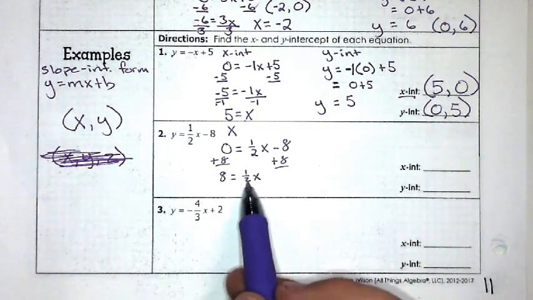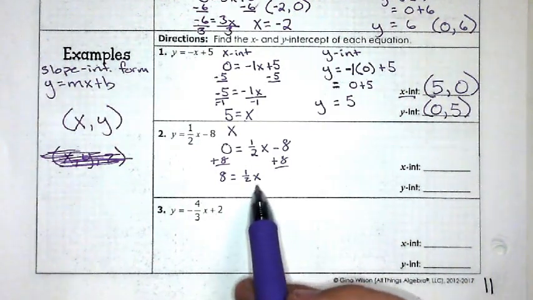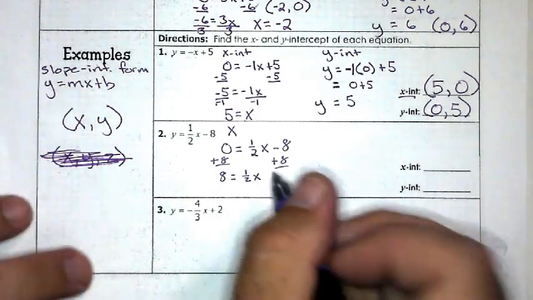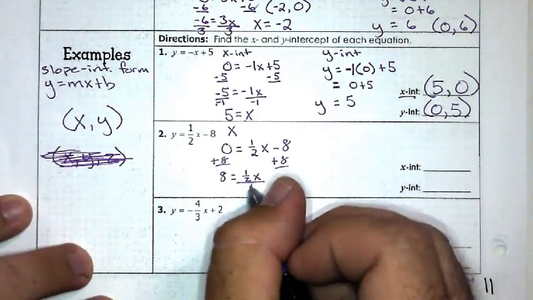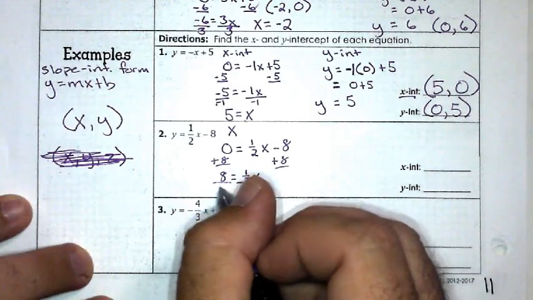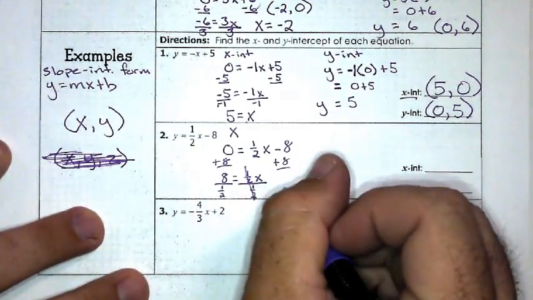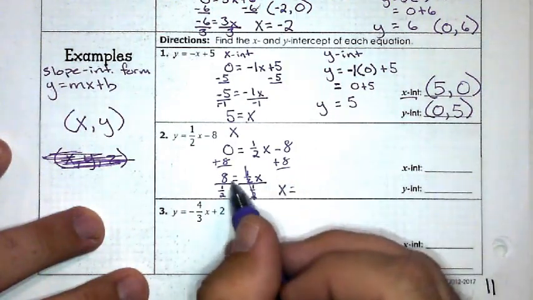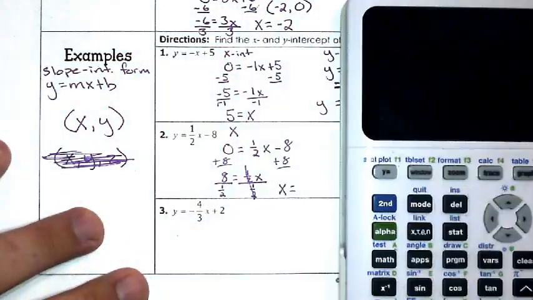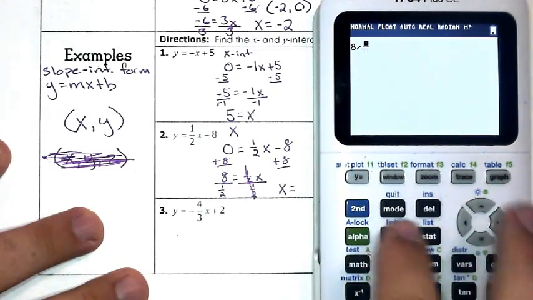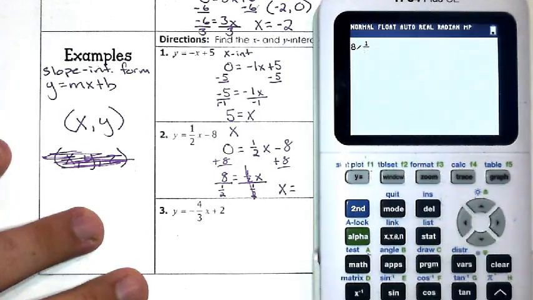1/2 is being multiplied to the x variable, correct? Yes. What's the opposite of multiplication? So I'm going to divide by 1/2. That'll give me x equals, what is 8 divided by 1/2? Take your calculator, type in 8 divided, then do alpha x to get your fraction, 1 over 2. Okay, and then hit enter and you get 16.